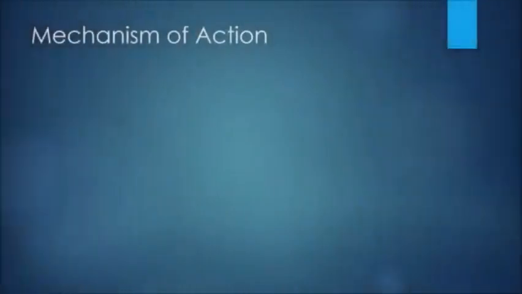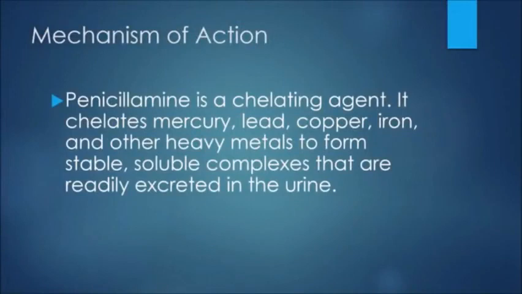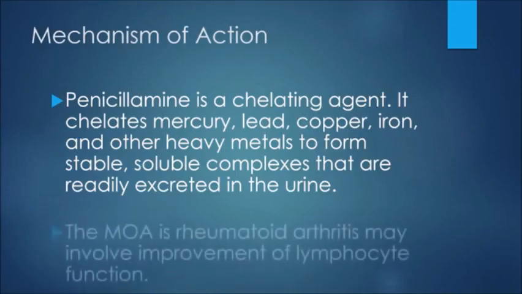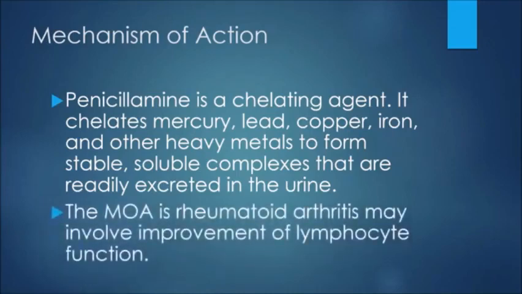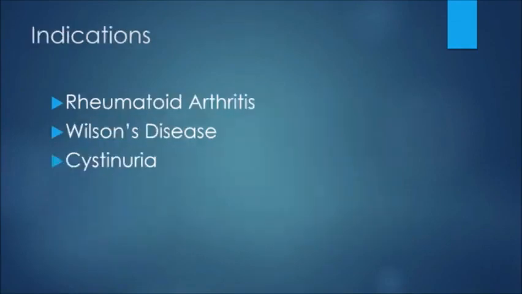So the first thing to discuss here would be the mechanism of action, or how this medication works. So penicillamine is a chelating agent. It chelates mercury, lead, copper, iron, and other heavy metals to form stable, soluble complexes that are readily excreted in the urine. The mechanism of action in rheumatoid arthritis may involve improvement of lymphocyte function. In terms of indications or reasons we would prescribe this medication to a patient, well, we may see this medication used in the treatment of rheumatoid arthritis, as well as Wilson's disease and cystinuria.